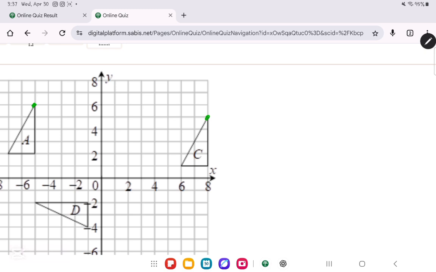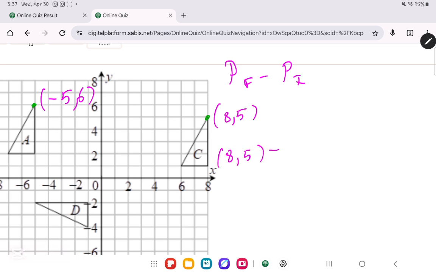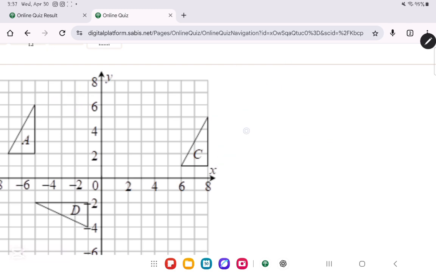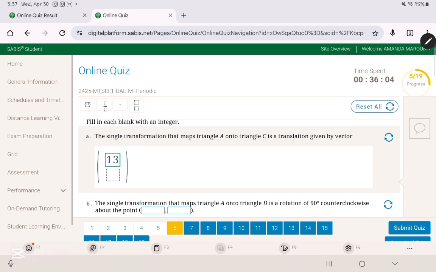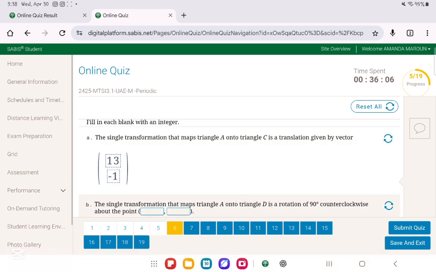Now, usually for a more accurate measure, what I would like to do is point final minus point initial. So point initial over here, you will take its coordinates. They are minus 5, 6. Point final, you will take it over here. It is 8, 5. So now you're going to do point final, which is 8, 5, minus point initial, which is minus 5, 6. After solving, it's going to be 8 minus 5, which is 13, and then 5 minus 6, which is minus 1. So this is the vector. It is 13, minus 1.